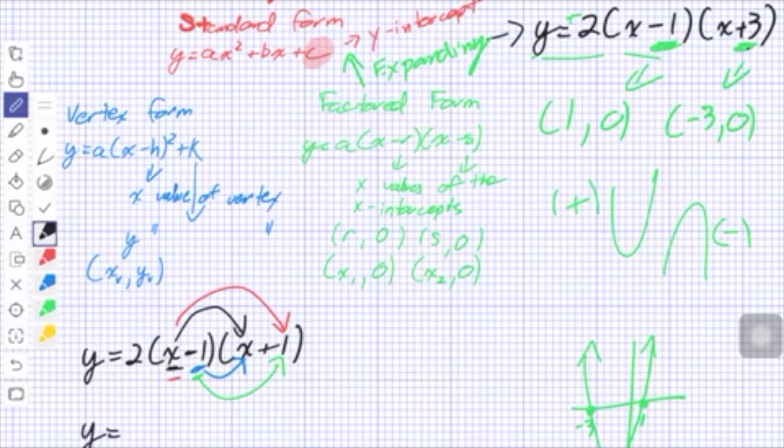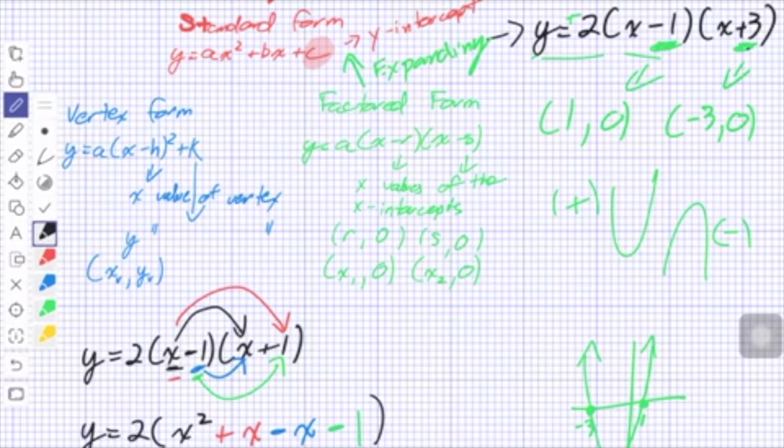y equals, I still have the number 2 in brackets. x times x is x squared. That's the black ones. For red, x times positive 1 is 1x, or I'm just going to write it as x. Blue, negative 1 times x is negative x. And negative 1 times positive 1 is negative 1. I kept all the colors the same there so we can simplify.